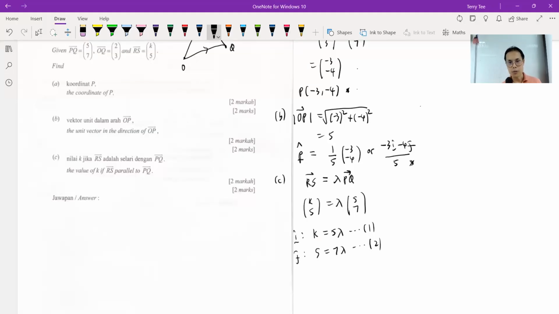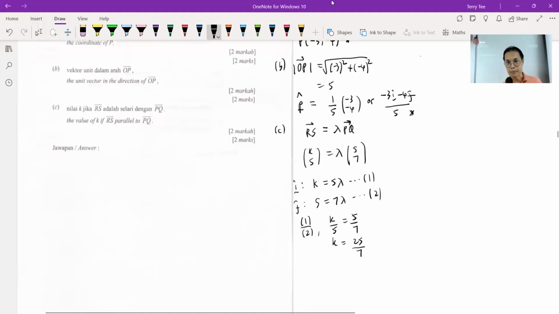So let's take equation 2 divided by equation 1, or 1 divided by 2. I think 1 divided by 2 is easier. K divided by 5 is 5/7. Multiply over, K is 25/7. Okay.